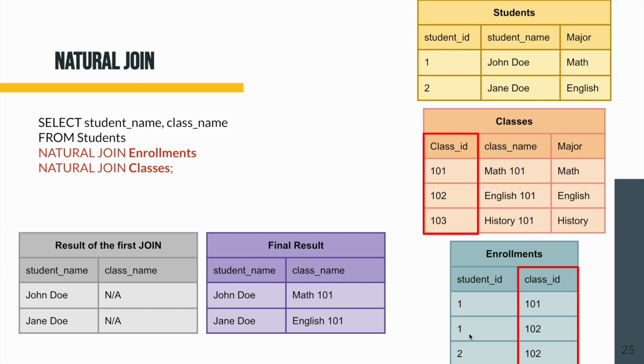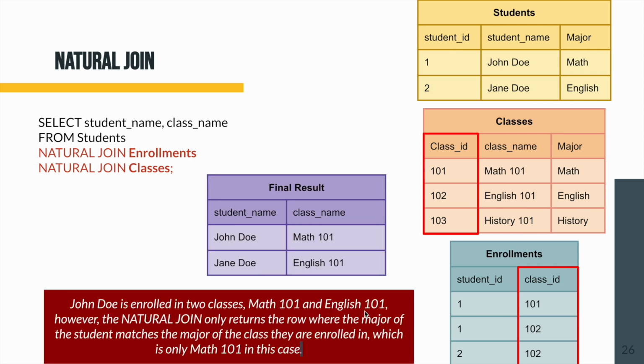However, this time it's not going to look at the second student ID. It's just going to remove it, and it's going to go directly to Jane Doe, which is 102. Student ID 2, we know it's Jane Doe, and then class ID is 102, we get English 101. So note that it sort of skipped one of them. John Doe is enrolled in two classes, Math 101 and English 101. However, the natural join only returns the row where the major of the student matches the major of the class that they're enrolled in, which is only Math 101 in this case.